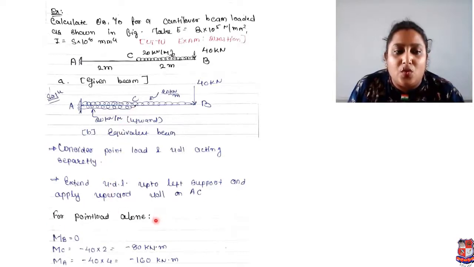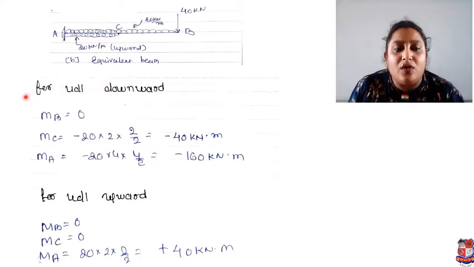So for point load alone, moment at B is equal to 0. Moment at C will be, it is downward, so minus 40 into 2, so it will be minus 80 kilonewton into meter. Moment at A, so for point load it is downward, so minus 40 into that 4 distance, so minus 40 into 4, it will be minus 160 kilonewton into meter. So here what we did, we made the equivalent beam. As per that, first we found the moment for only point load, and now we will go for UDL.